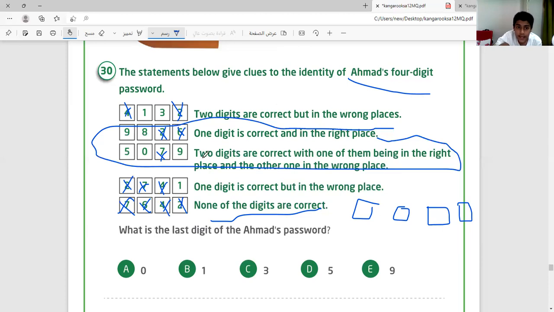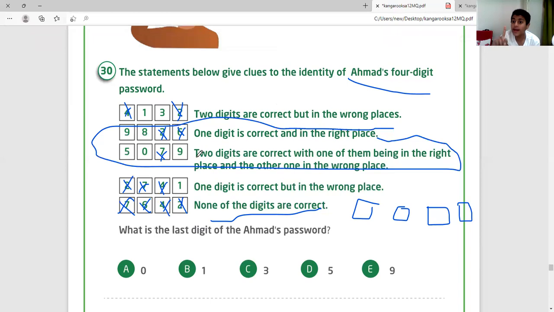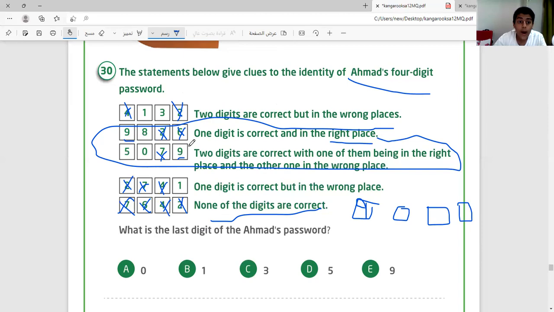Let's think about it. 1 digit is correct and it is in the right place here. Then 1 digit is correct, but it is not in the right place. What is the similar number? Yes, 9 here and 9 here are similar, and here he says it is in the right place. So 9 is the last number. Now any number that says it is in the last place is wrong.